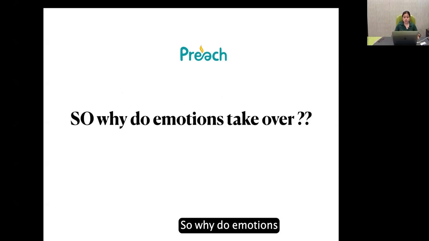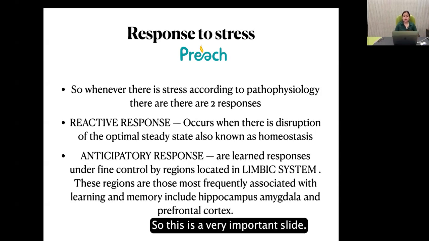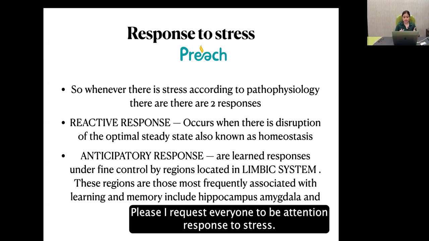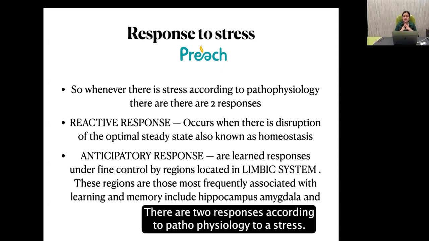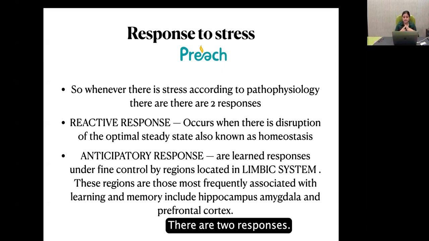So why do emotions take over? Response to stress. This is a very important slide. Please, I request everyone to pay attention. Response to stress: there are two responses according to pathophysiology. To a stress, there are two responses. For example, I will give you an example.